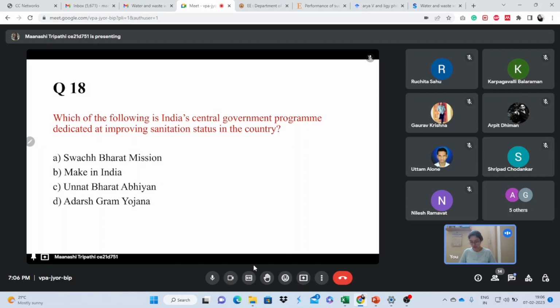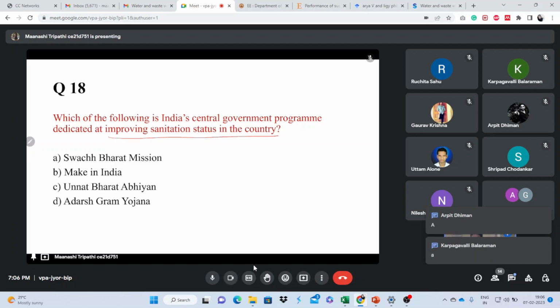Next question is, which of the following is India's central government program dedicated to improving the sanitation status of the country? All of you are well aware of this. You are hearing it everywhere. So it's correct: Swachh Bharat Mission.